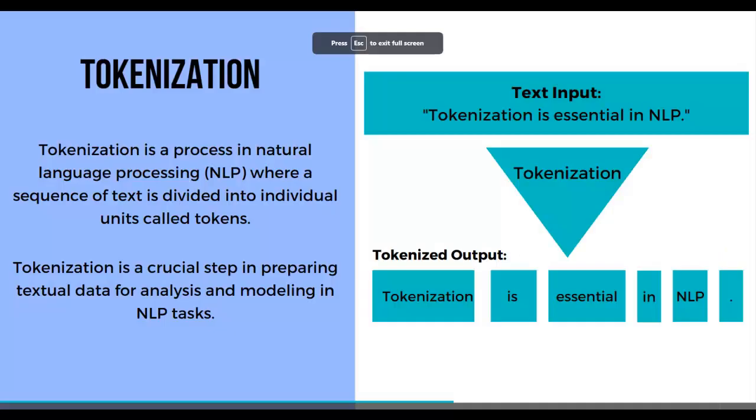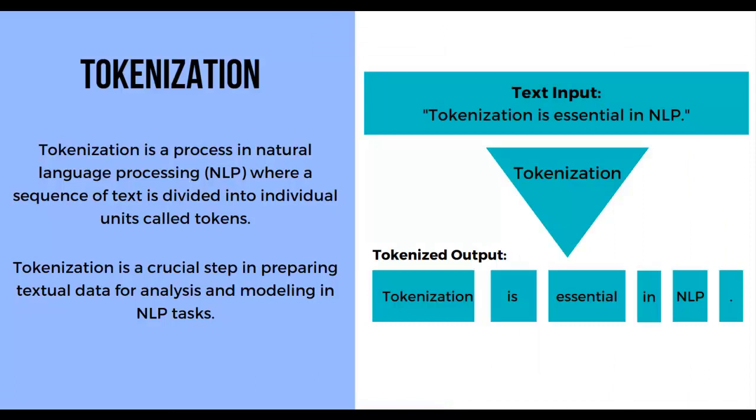Now let's start our discussion with tokenization. Tokenization is a process in natural language processing where a sequence of text is divided into individual units called tokens. This step is crucial in preparing textual data for analysis and modeling in NLP tasks. Tokens are like the building blocks of a piece of text. When we are trying to understand what a sequence or paragraph means, we look at these tokens and how they relate to each other. They are the basic units that help us make sense of the text.